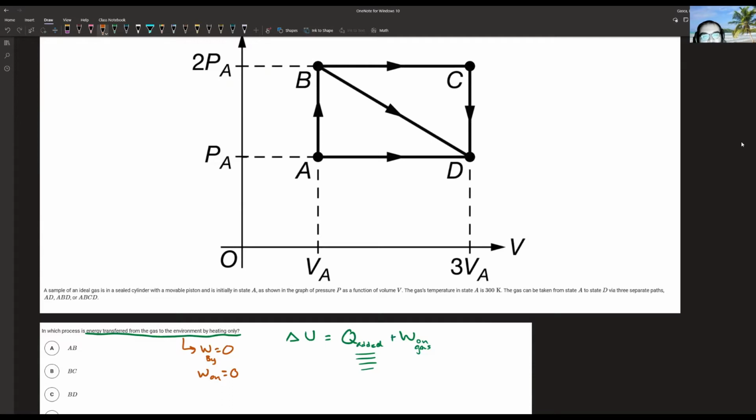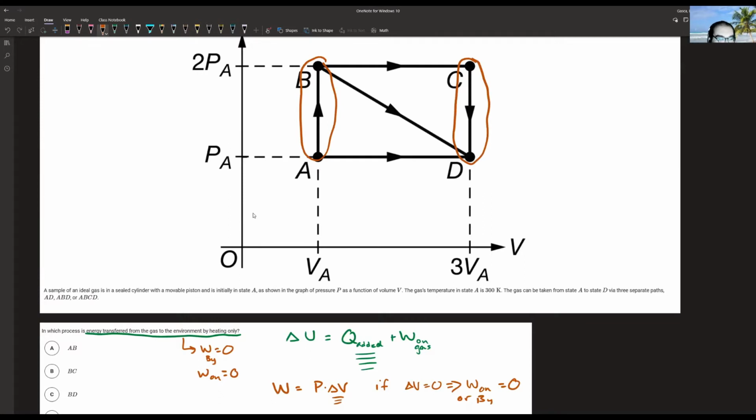Basically, we have to find a scenario where there is pure heat transfer. And if we remember, work is given by, and there's a negative in here that we're not going to worry about right now, the magnitude of the work is P times delta V. Whether there's expansion or compression, there's going to be work. If delta V happens to be 0, then the work on or by the gas is going to be 0 either way. So automatically, if we notice, process A and B are going to be our most likely candidates.